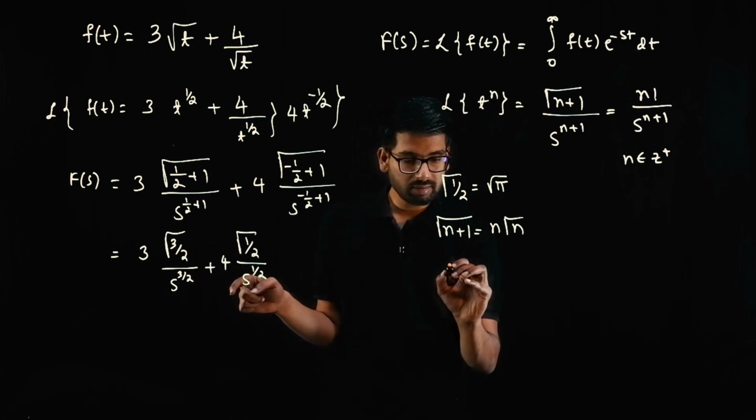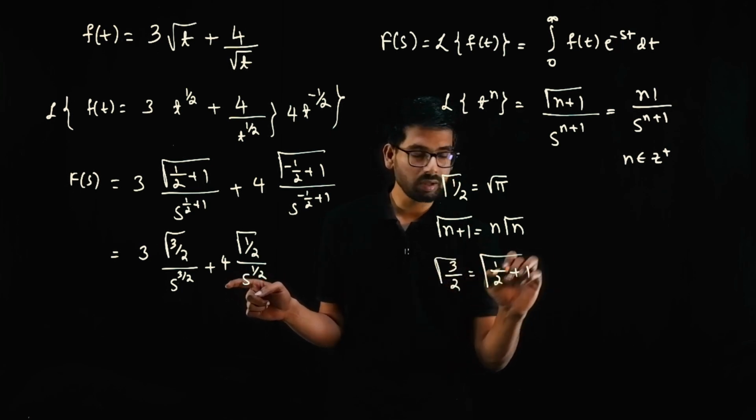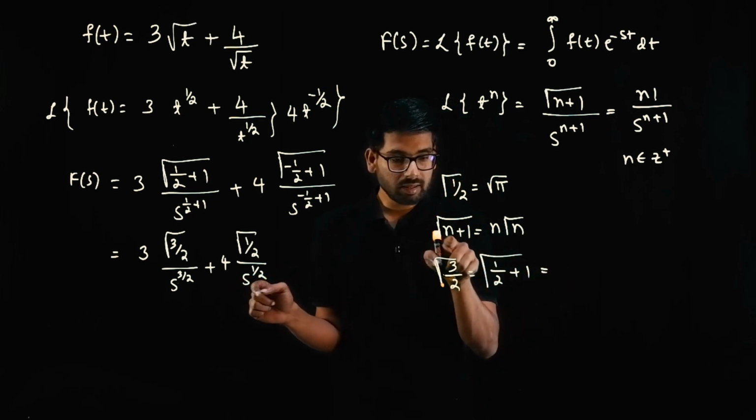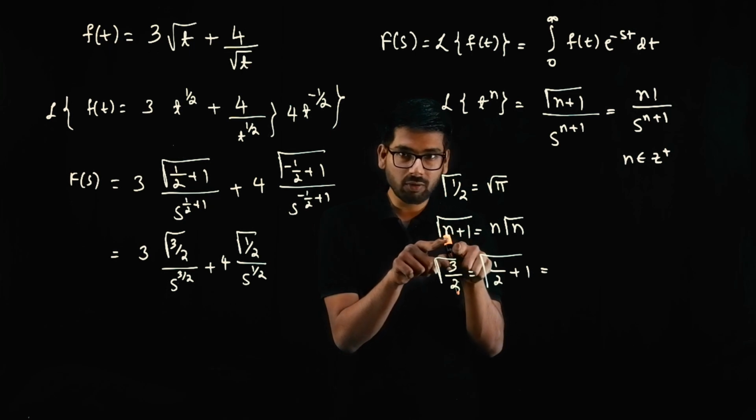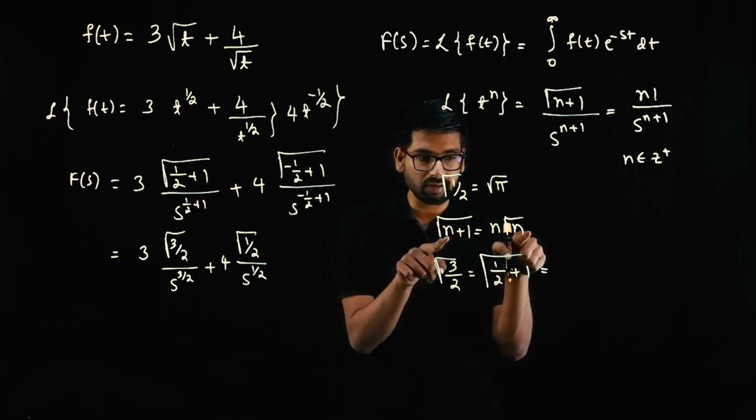So gamma of 3 by 2 can be written as gamma of 1 by 2 plus 1. Okay, if you compare these two, n equals 1 by 2, right? So gamma of n plus 1 can be written as n into gamma of n, right?